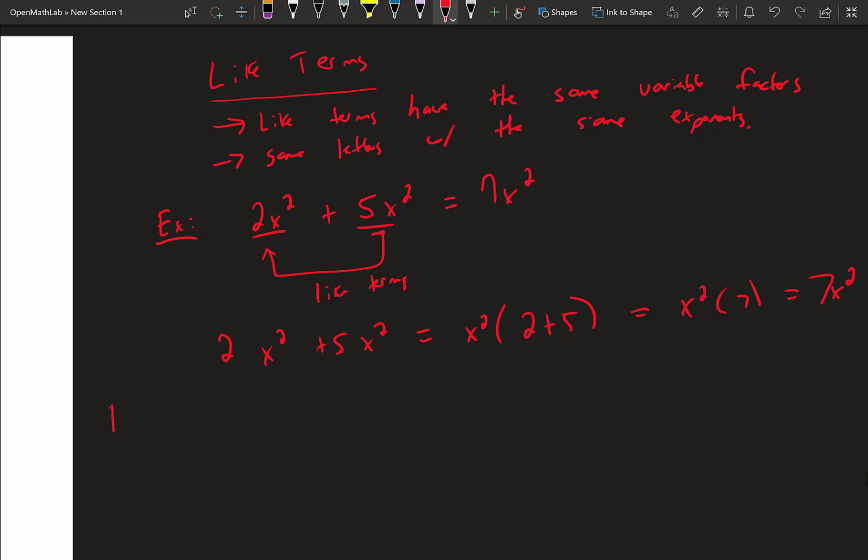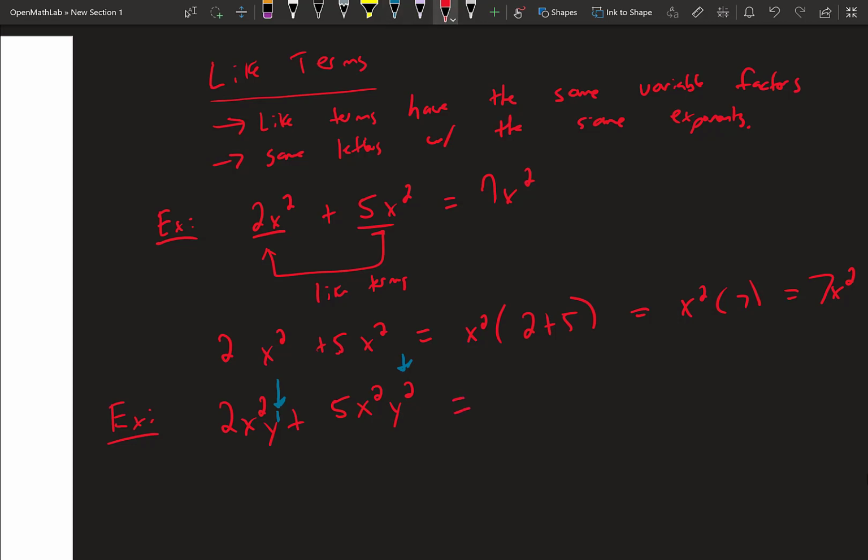An example where we don't have like terms would be, if I have 2x squared y plus 5x squared y squared. Those are not like terms. The difference is with the exponents on the y. I'll just draw an arrow between these two. They both contain the same letters, but not all the letters have the same exponents, because this is understood to be a 1.